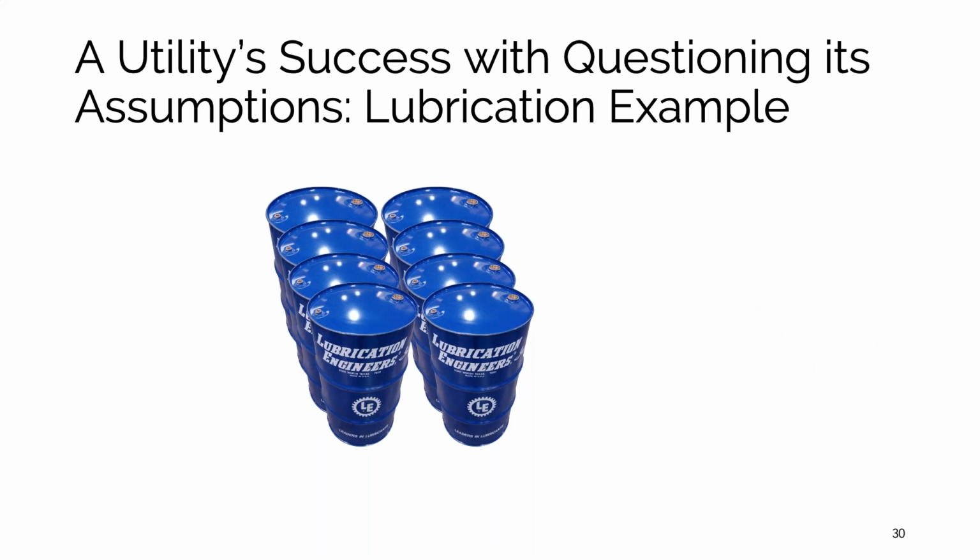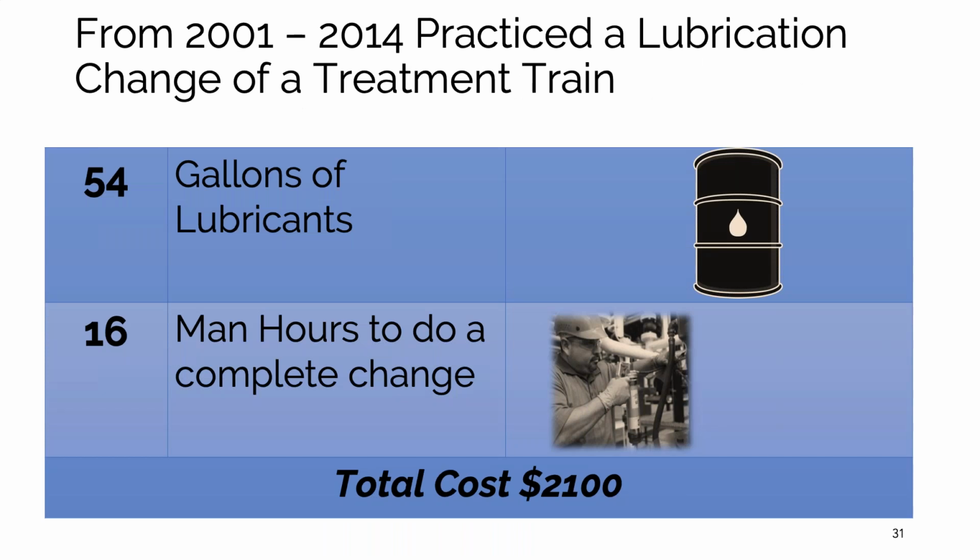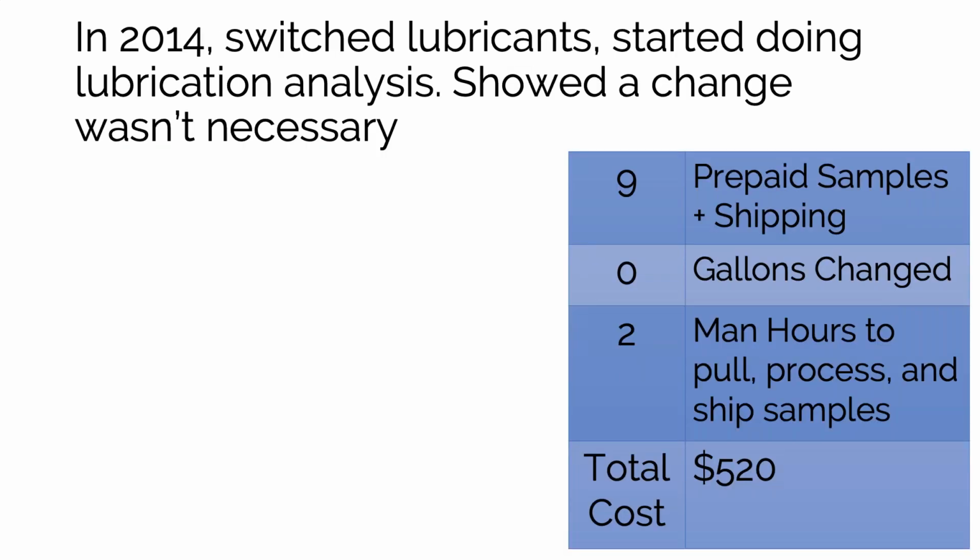So here's an example of a utility that did question its assumptions with lubrication. So this particular utility would go through a complete lubrication of their treatment train. So this was their pumps along their treatment train. And from 2001 to 2014, every year they would go through and remove the old lubricant, put new lubricant in. So they used 54 gallons of lubricant a year, and it took 16 hours to do a complete change. And the cost was $2,100.